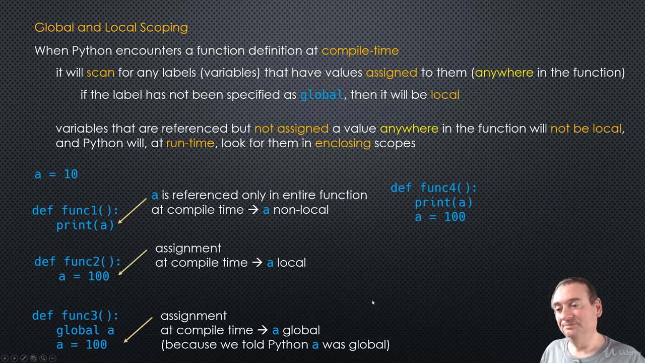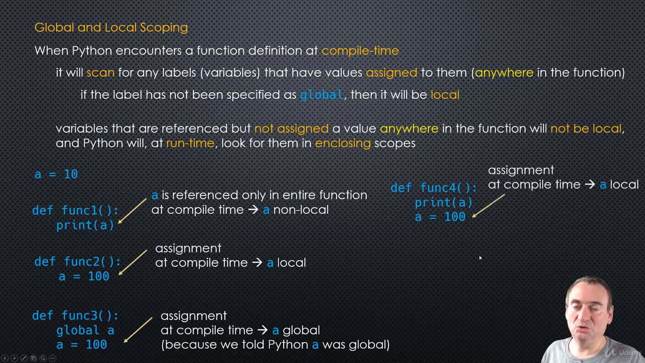What about this? Def func4, this is kind of the interesting one, and this is where it kind of all comes together. What's going to happen here? Well, remember, at compile time, Python looks at func4, and what does it see? An assignment. Okay. Have we defined that a is global anywhere in this function? Nope. So what happens? A is local. So now a is going to be local. So what happens when we call func4? I mean, here we're referencing a.